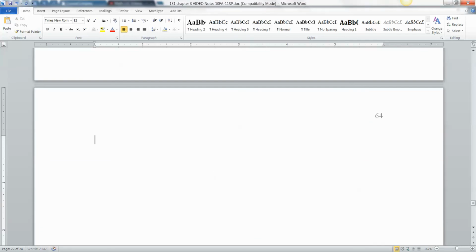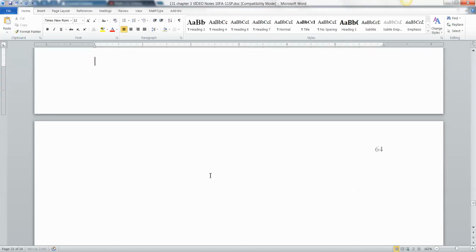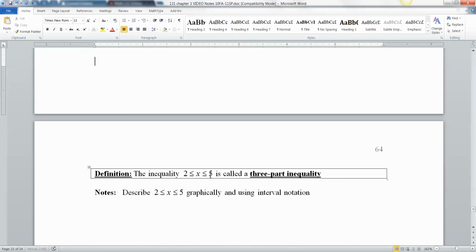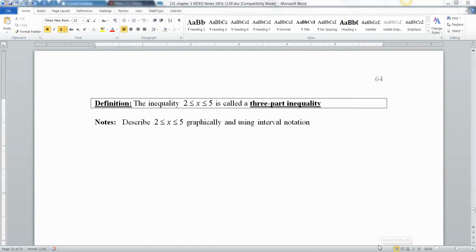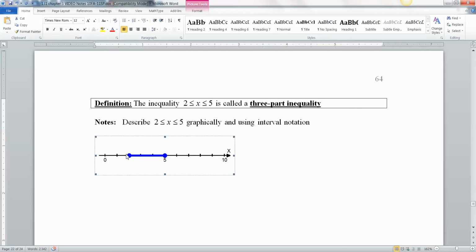Okay, let's look here at the next page. Oh, okay, a 3-part inequality. So what this is saying is, look, x is bigger than 2, but smaller than 5 at the same time. Let me show you what that would look like in a graph. Poof. So you have a closed dot at 2, all the way up to 5, closed dot for both of these because they both have that less than or equal to symbol.